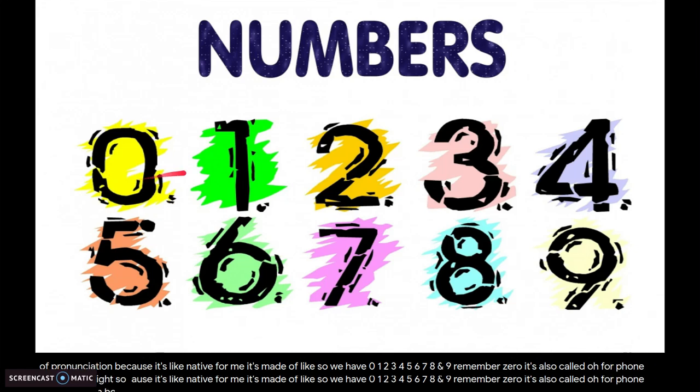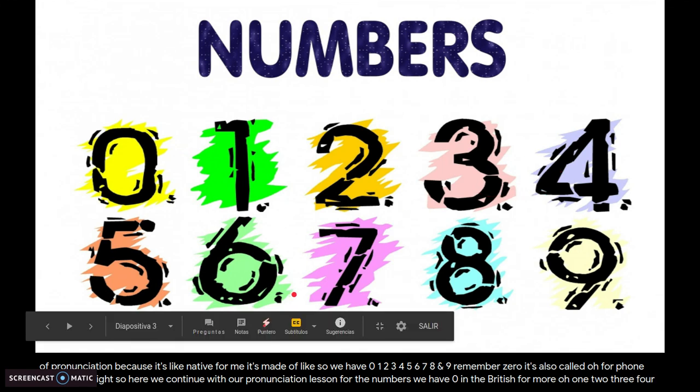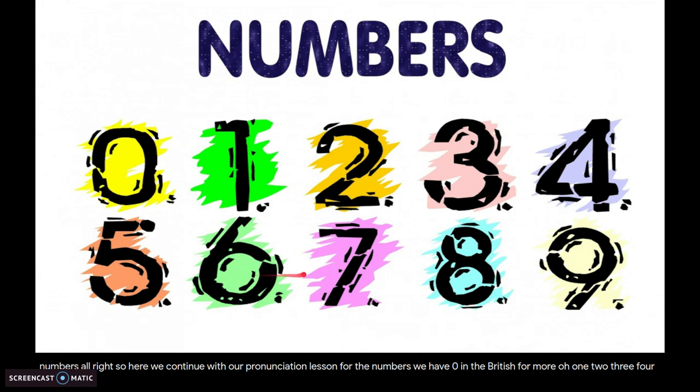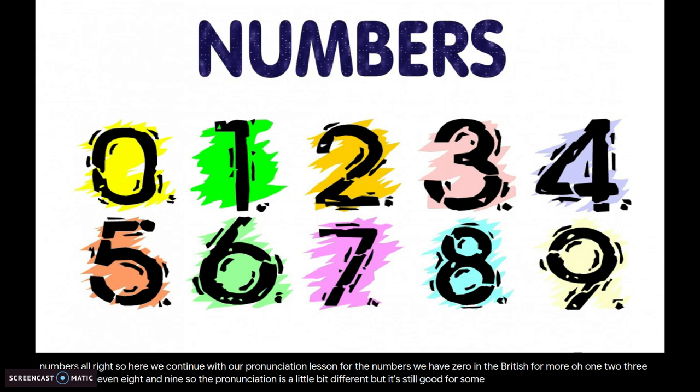So here we continue with our pronunciation lesson for the numbers. We have 0 in the British form, or O, 1, 2, 3, 4, 5, 6, 7, 8, and 9. So the pronunciation is a little bit different, but it's still good. Some minor details from 1 till 9, 0 or O.